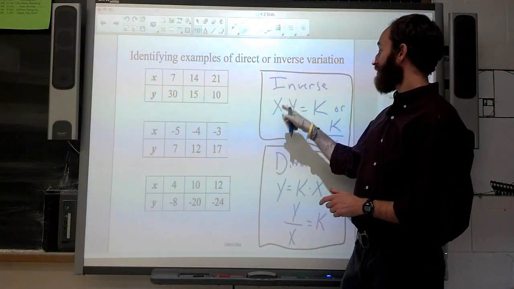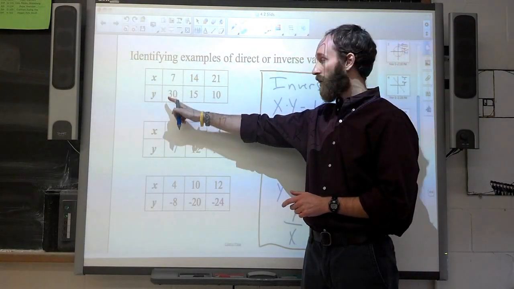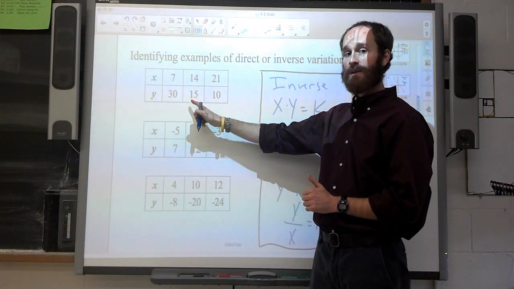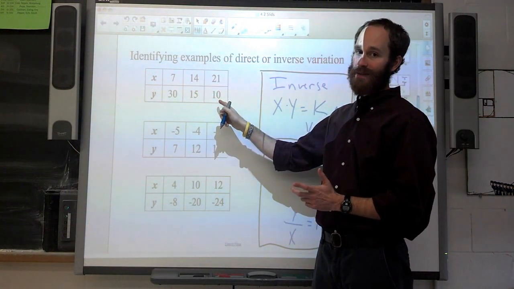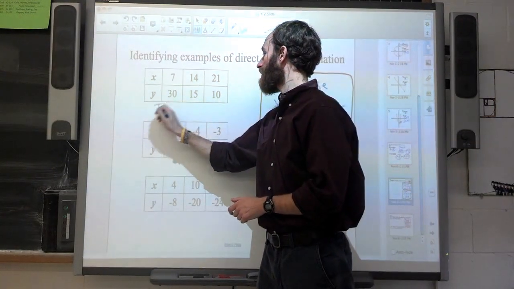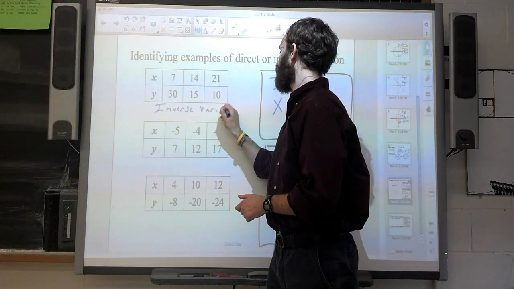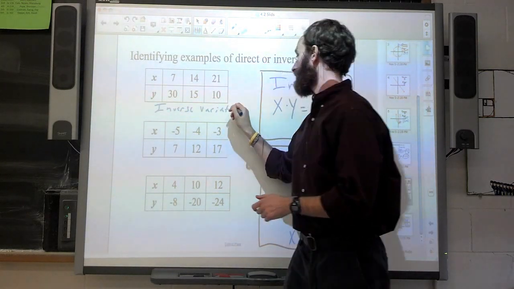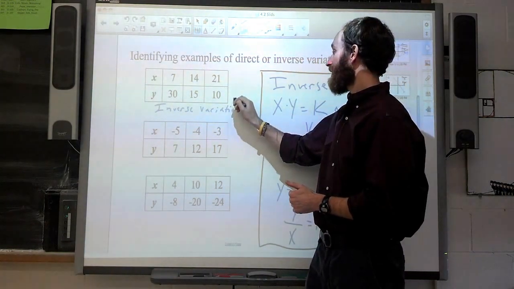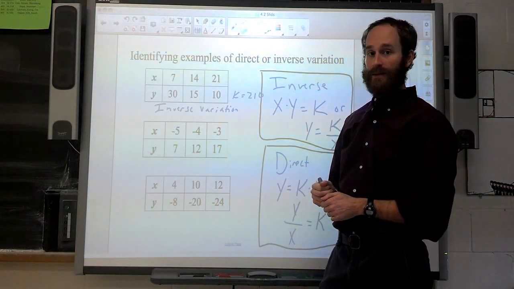So we know this is not going to be direct. But if I look at inverse, it's x times y equals k. I have x is 7, y is 30, that's 210. 14 and 15 is 210. 21 and 10 is 210. So this right here has inverse variation. So this is inverse variation, with the variation constant k, k equals 210. Okay?